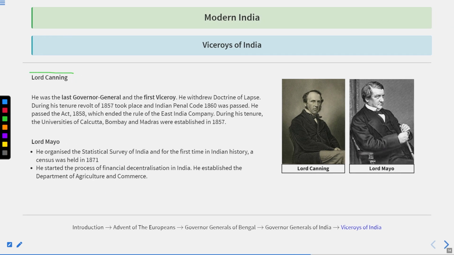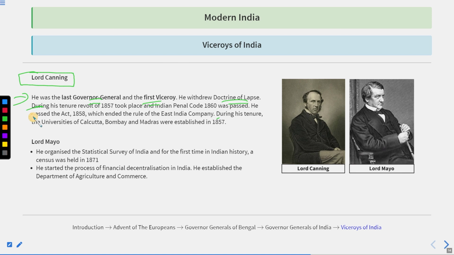After this comes Lord Canning. He was the last Governor General and was the first Viceroy. He withdrew the doctrine of lapse, on which the areas were annexed by Lord Dalhousie on account of maladministration and not on natural heirs.